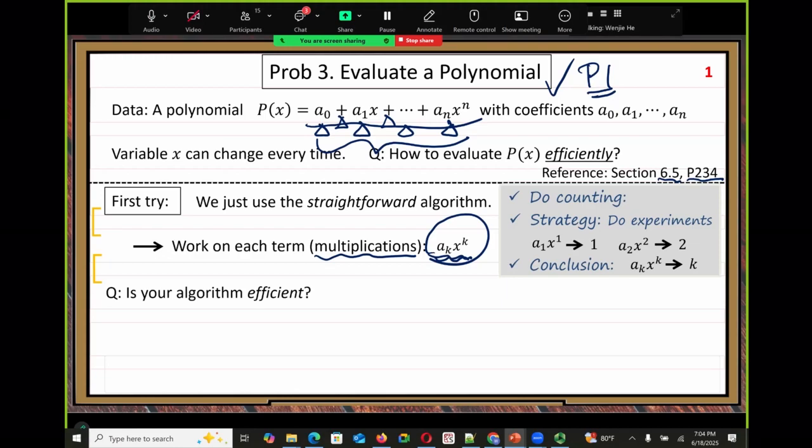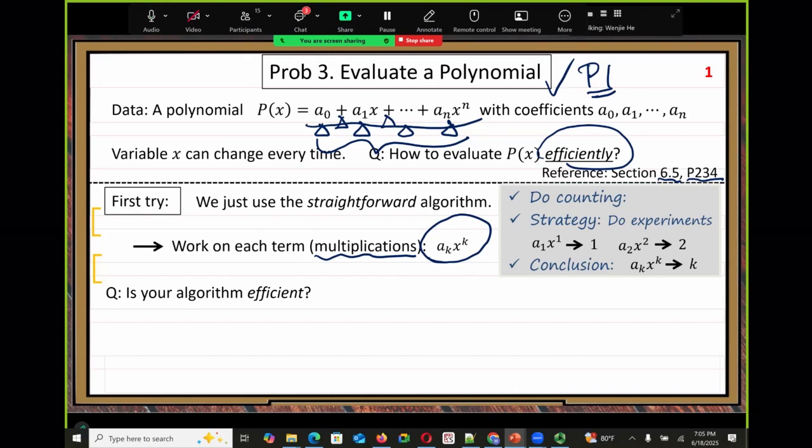Now, the question: is your algorithm efficient? Because the goal is efficiency. But when we use k multiplications to calculate this term, we do not see any problem, right? It's normal. Everything looks normal. Nothing is wrong here.